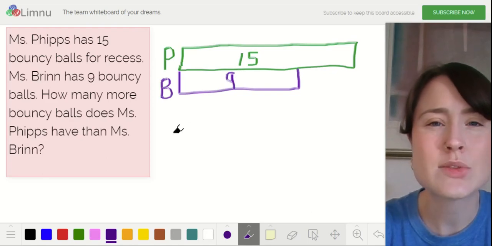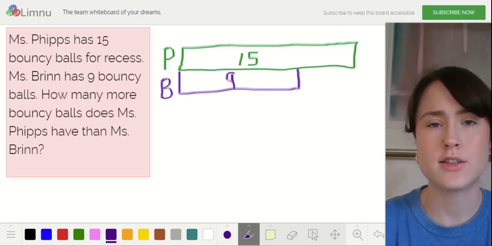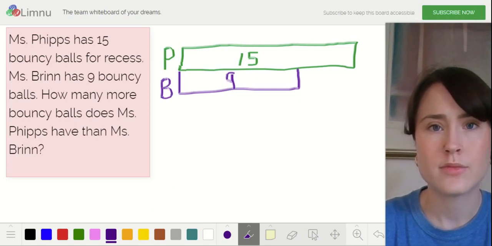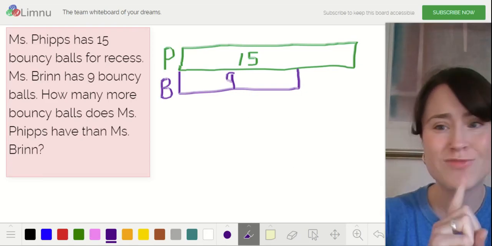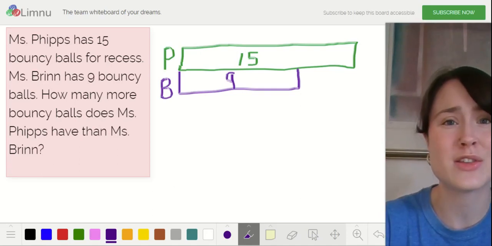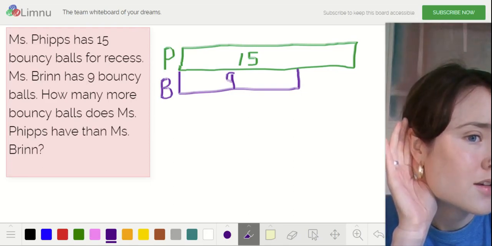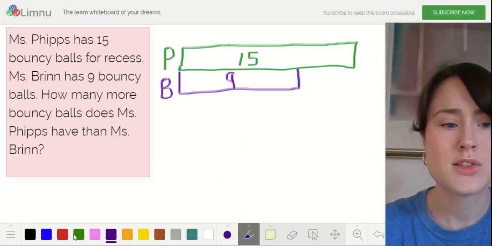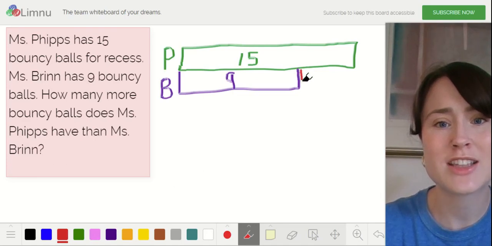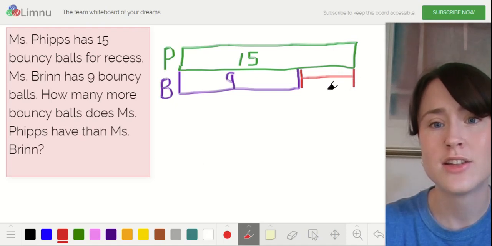All right, now let's really think about what we already know and what we're trying to figure out. What did the question ask us? Did it ask us how many bouncy balls they both have altogether? No, it's not asking us to put these values together. What is it asking us? That's right, we want to know how many more Miss Phipps has. So I notice she has this part that's extra, that's sticking off. We want to know how many extra she has.